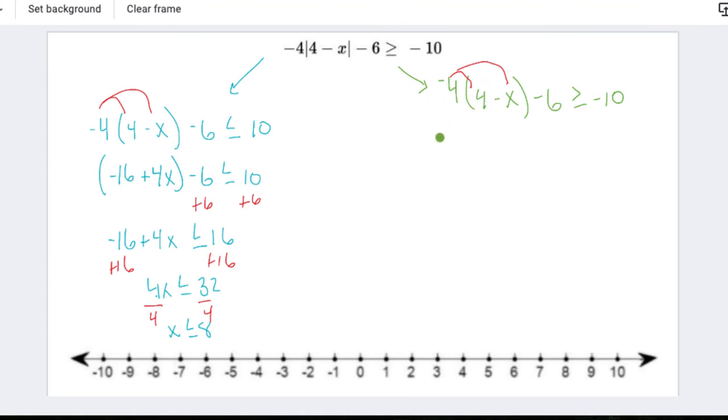So we get the same thing, right? We get negative 16 plus 4x minus 6 is greater than or equal to negative 10. So we add 6. We're going to solve this exactly the same way we just solved this one. We're going to add 6, add 16, and divide by 4. None of that changes. Since we start with a different number, though, we're going to get a different number when we're done.